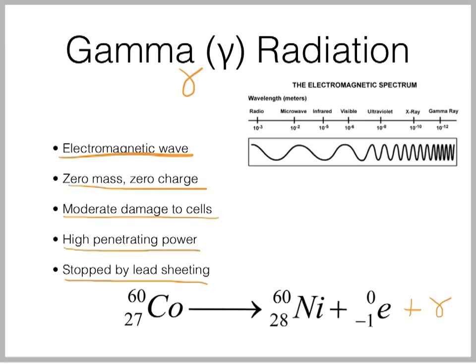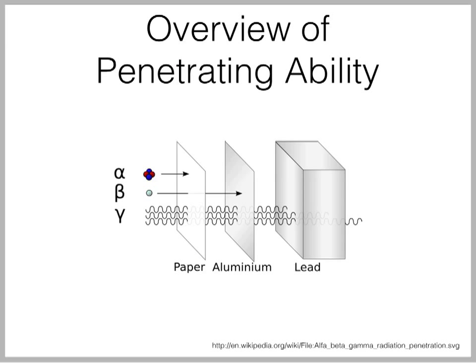Here we have an overview of penetrating ability. So we have our alpha particle, it's stopped by a piece of paper. We've got our beta particle, which is an electron, which is stopped by a thin sheet of aluminium or other metal. And we have got our gamma radiation, which is an electromagnetic wave, and it pretty much needs lead to stop it, fairly thick amounts, and even some of those get through, depends on how thick the lead is.